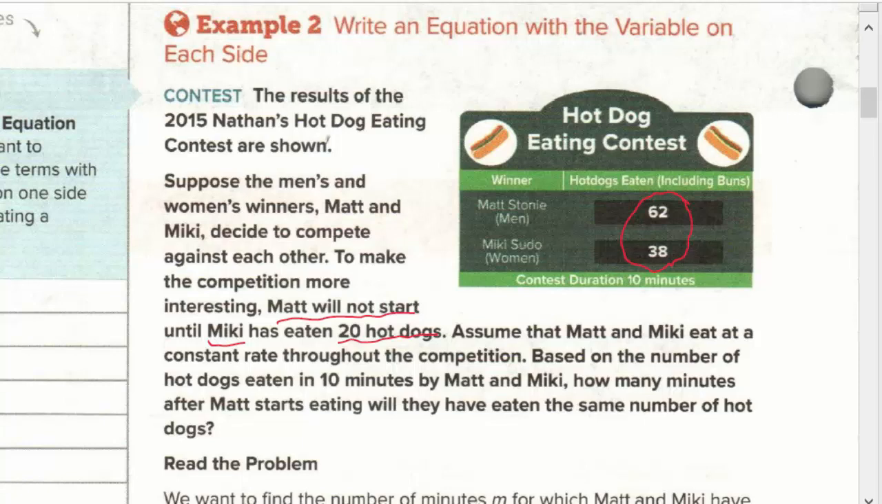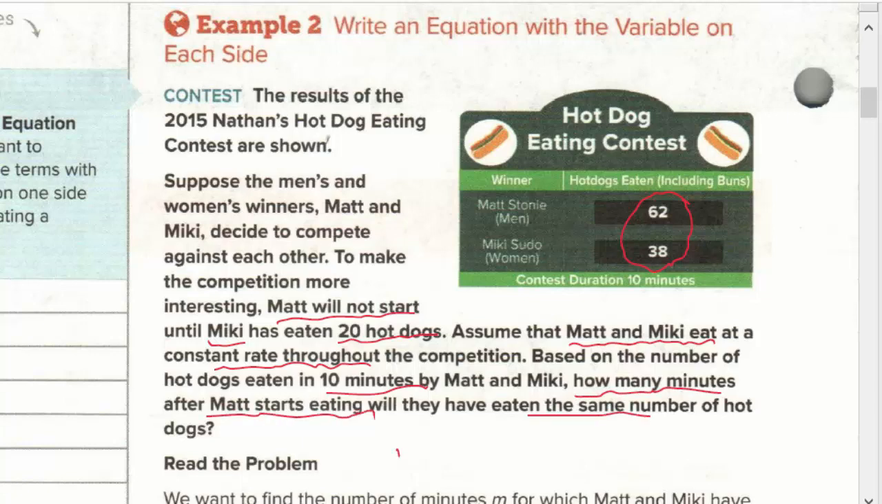That's her fastest way of eating. So he's a little bit faster, so he's going to give her a 20 hot dog lead. They also tell us to assume that Matt and Mickey eat at a constant rate throughout the competition. This is all based on 10 minutes from their previous competition. And the final question is, how many minutes after Matt starts eating will they have eaten the same number of hot dogs?